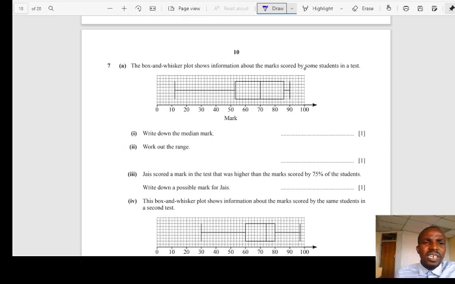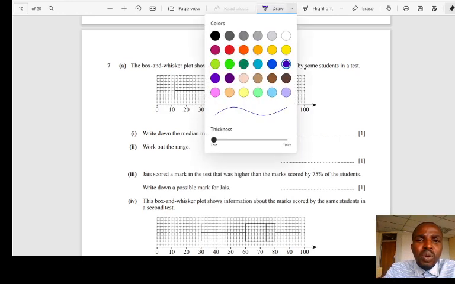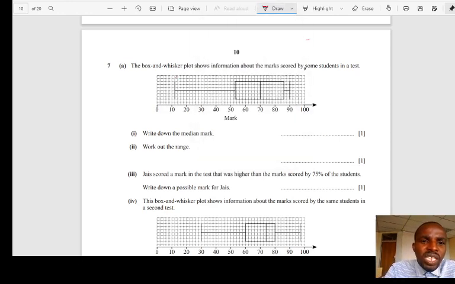7a. The box and whisker plot shows information about the marks scored by some students in a test. Write down the median mark. On your box and whisker plot, the first one is the lowest value. This one will be the lower quartile, Q1. This one will be the median, that is Q2. This one will be the upper quartile, Q3. And this one will be the highest value. Take note of that. So the median is 70.